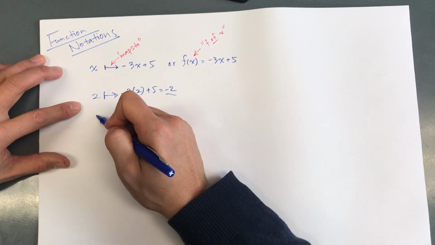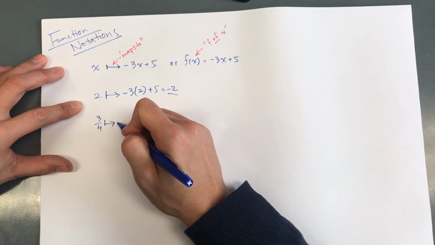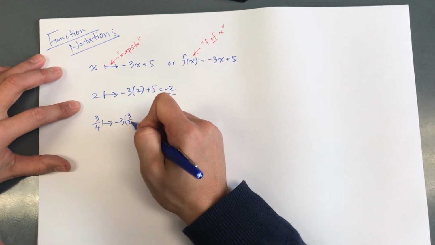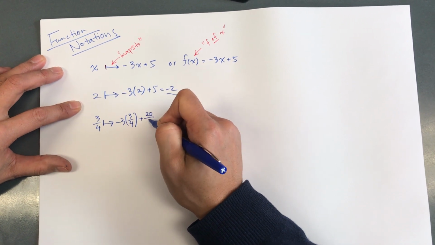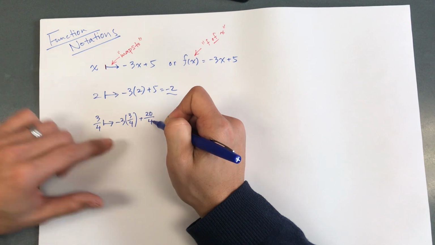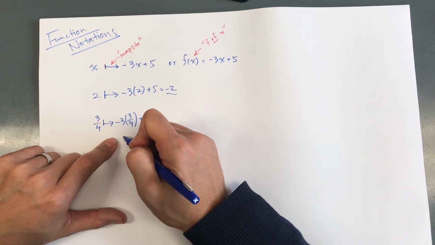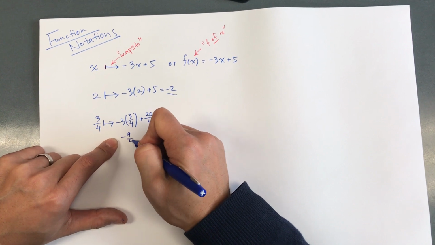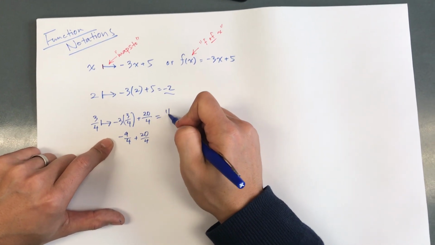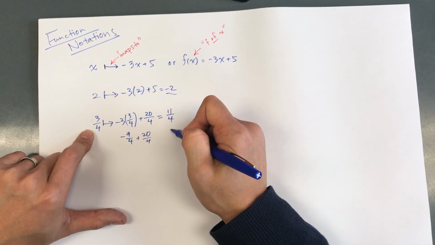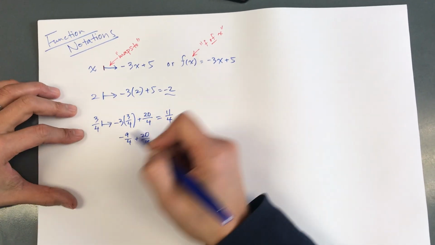What if you have 3/4? 3/4 maps to negative 3 times 3 over 4 plus 5, and 5 can be written as 20 over 4 because 20 divided by 4 is 5. I'm just writing it this way so we have a common denominator. Negative 3 times 3 is negative 9 over 4 plus 20 over 4. So that's going to be 11 over 4. So 3/4 maps to 11/4.